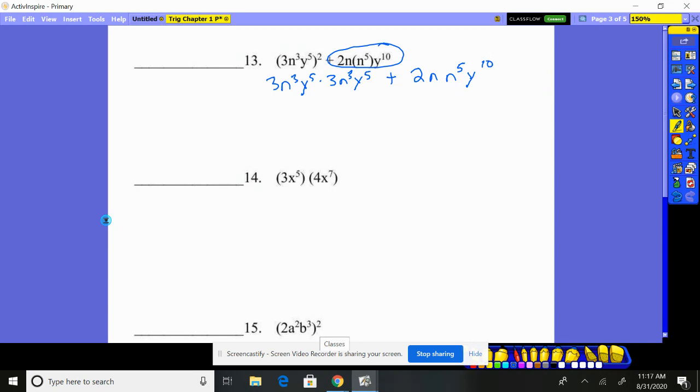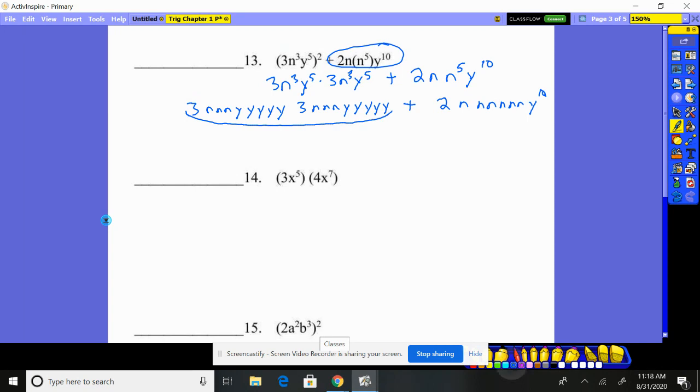Now, if we write this out, we have 3 n, 1, 2, 3, 4, 5, 3 n y, plus, and then here you have 2n n, and then I'm not going to write the y to the 10th out because there's no other y's. So now I just need to put all this together. So what is all that together?